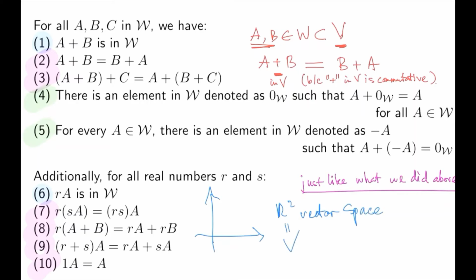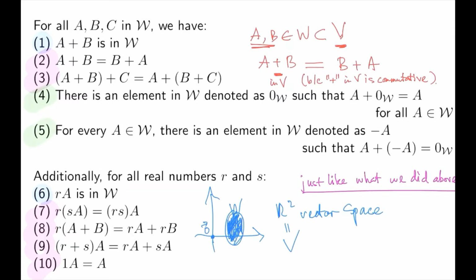And it will play the role of V. Right. Now you consider a smaller subset, W. You know that this is the vector 0 where it is located. But you see that being a subset doesn't mean it has to contain the zero vector in V. Right? So the zero vector in V may not be inside W.